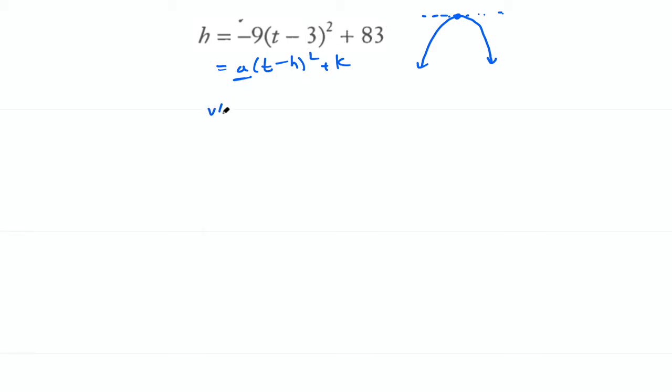So the vertex being 3 and 83 tells me that the maximum height happens when the time is equal to 3, and you get a height of 83 meters. Okay. So for how many seconds does the flare burn before it hits the water?